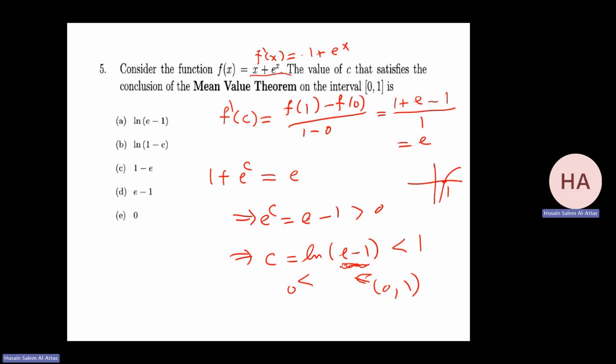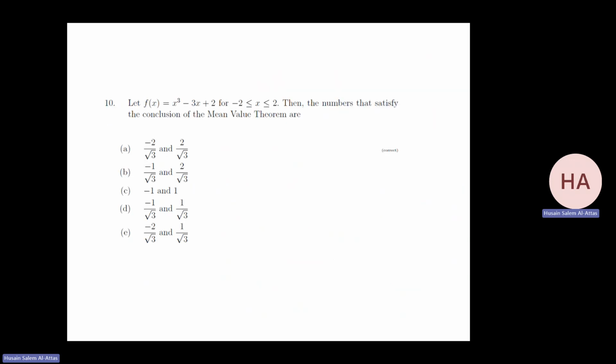But ln at e is 1. So e minus 1 is between 1 and e. So ln of that should be between 0 and 1. So ln of e minus 1 is in the interval. More examples. Yeah, I think the idea is clear. Now we'll do more examples.